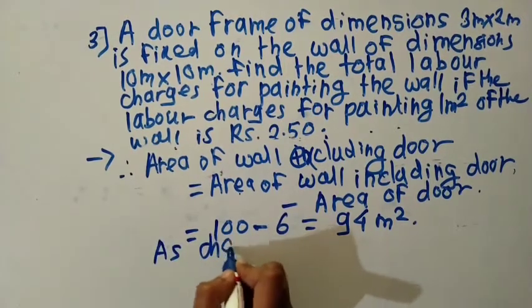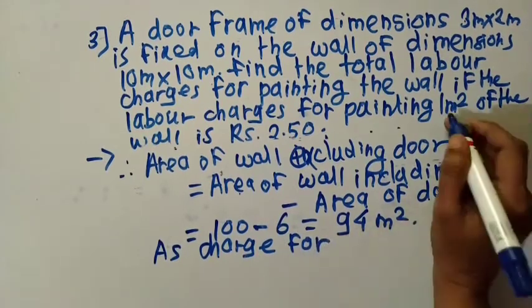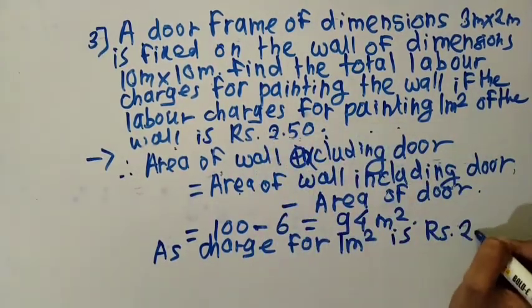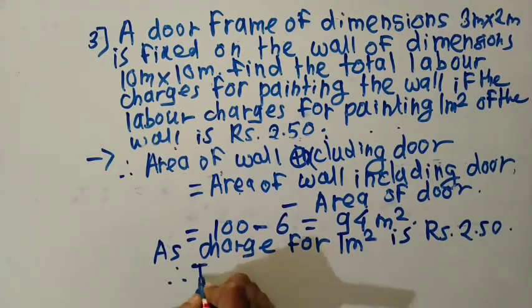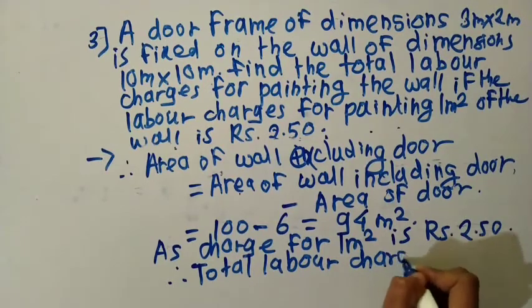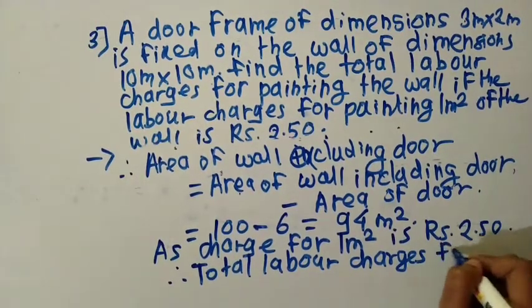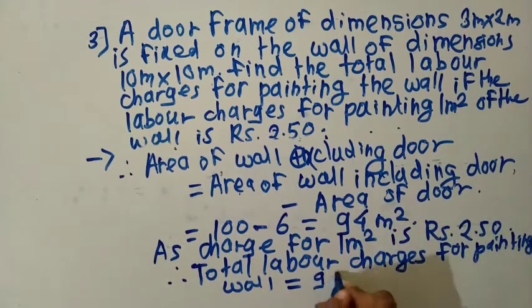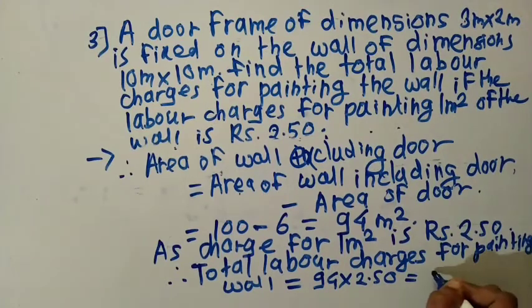But here charge for 1 meter square is Rs 2.50, hence total labor charges for painting the wall is equal to 94 into 2.50, is equal to 235 Rs. Then we give fourth example.